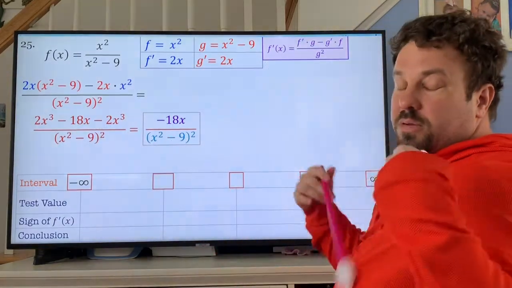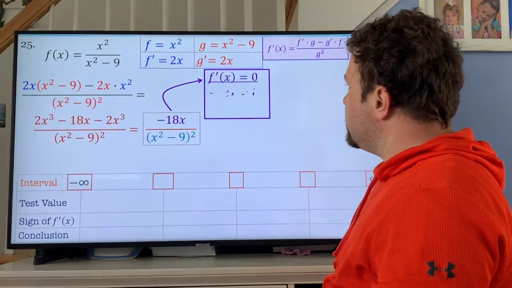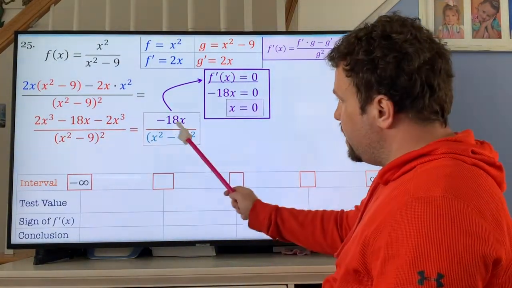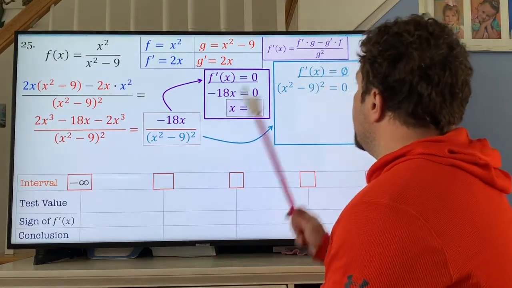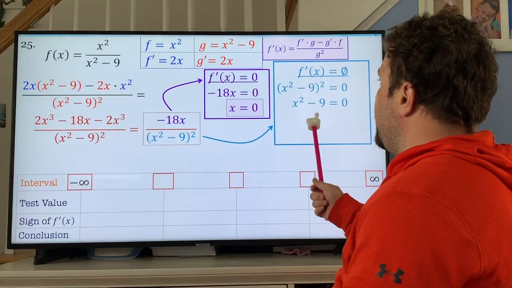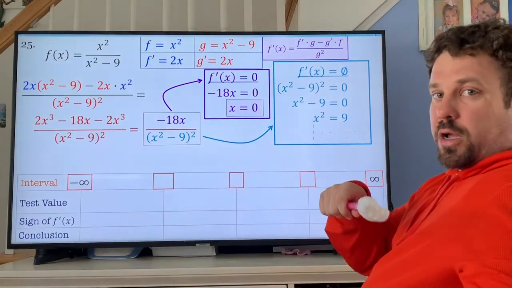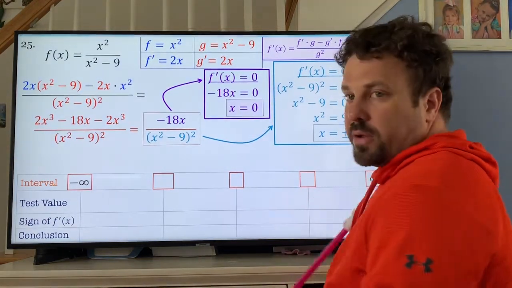Now you're going to have to set this equal to 0 and undefined. So when it's equal to 0, you set the numerator equal to 0. Negative 18x equals 0. Divide by 18 and x equals 0. Set the denominator equal to 0. X squared minus 9 equals 0. Add 9 and square root. And you get a plus or minus 3. 0, negative 3, positive 3 are your 3 critical numbers.